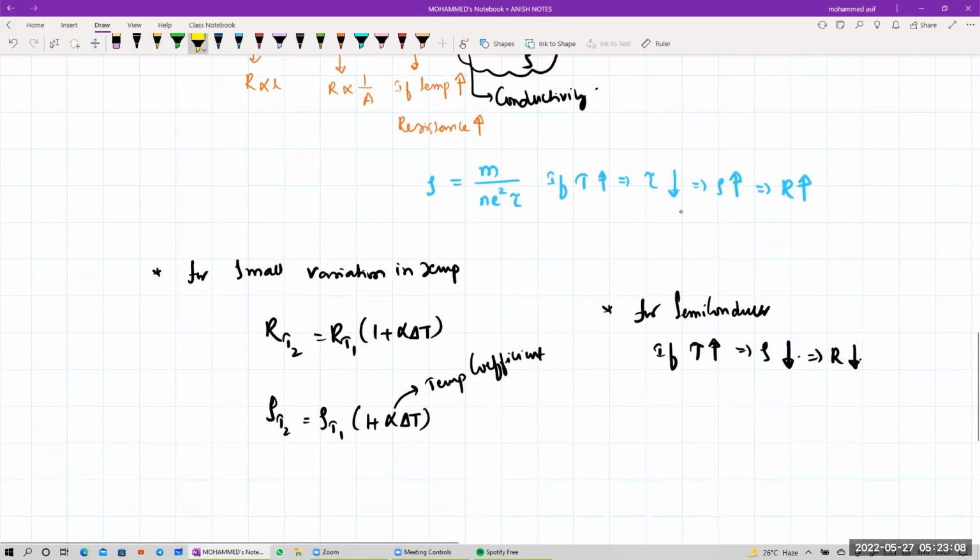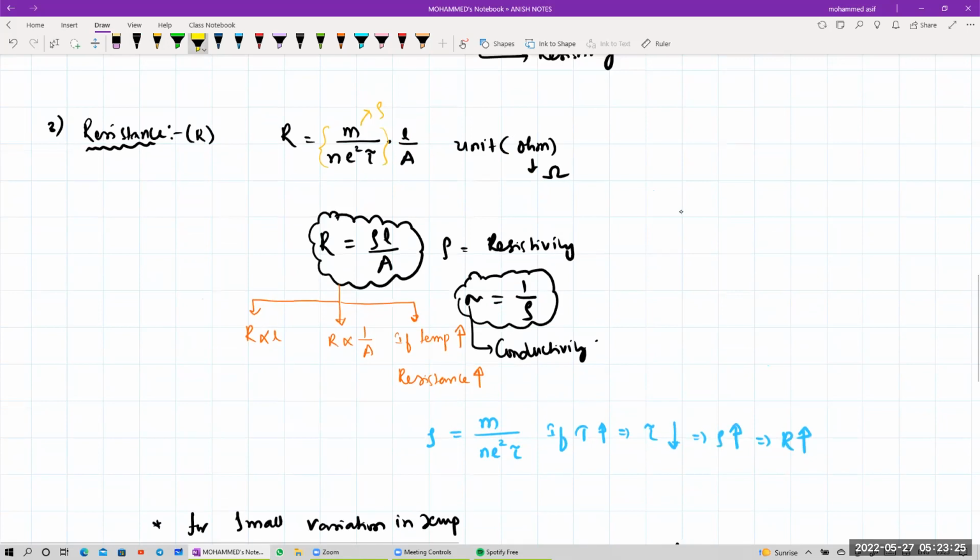So, very important relations. For a small variation in temperature, R is equal to R naught into 1 plus alpha into delta T. Resistivity at temperature T2 is resistivity at temperature T1 into 1 plus alpha into delta T. Clear?